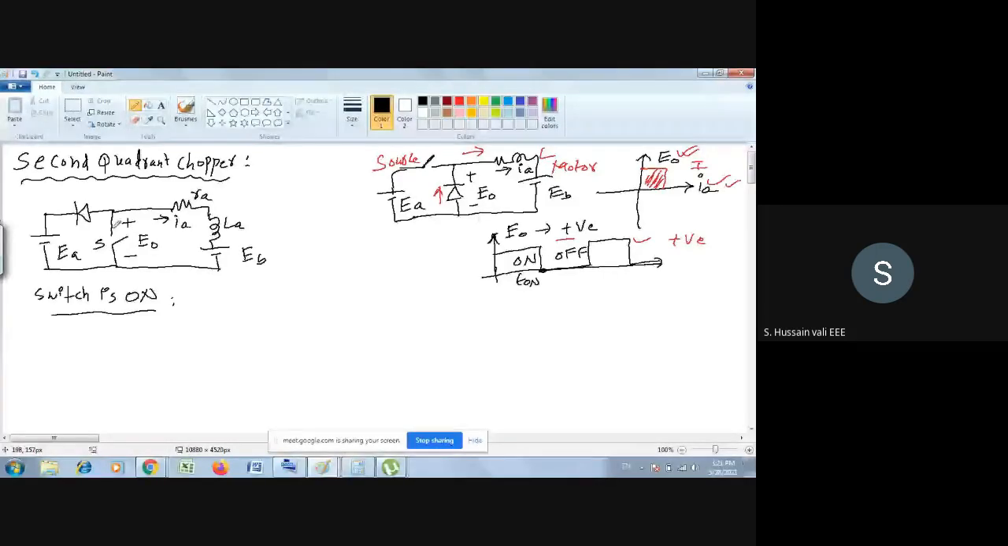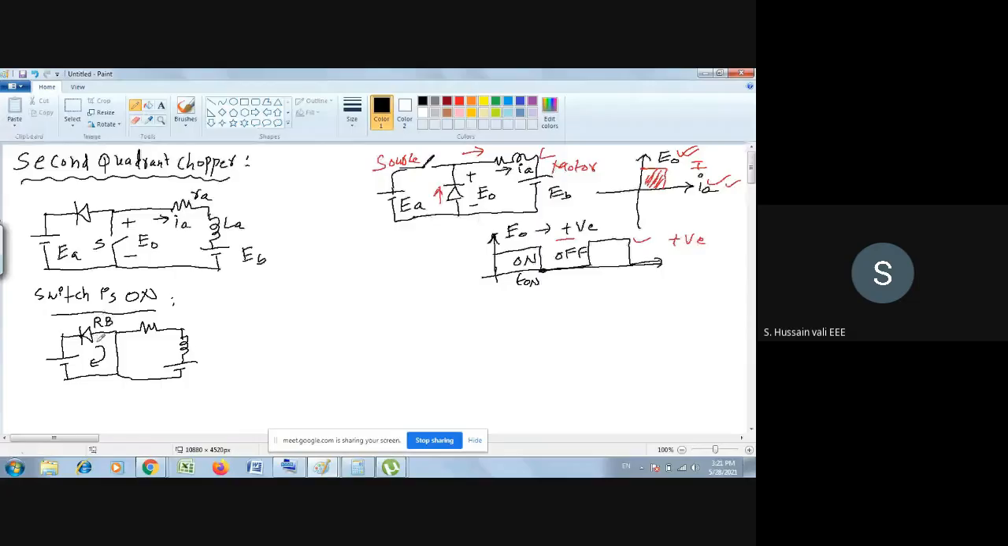Okay, so the switch is on. If the switch is on, what will happen if you apply KVL in this? If you apply KVL, you will understand that the diode becomes reverse biased, because a negative voltage will be applied across the diode. When the negative voltage is applied across the diode, it becomes reverse biased.